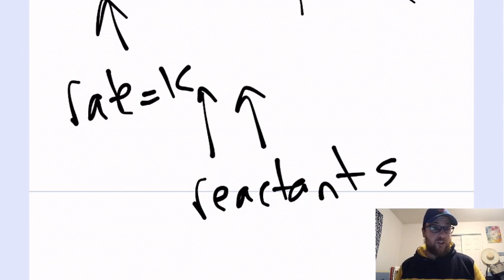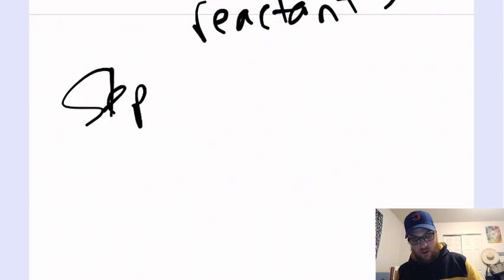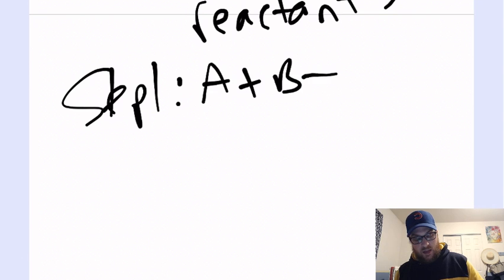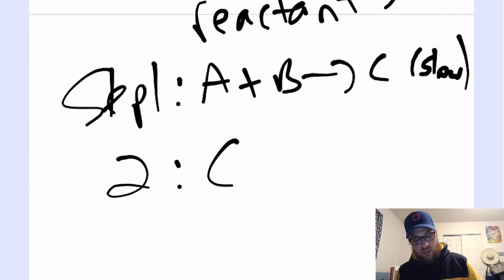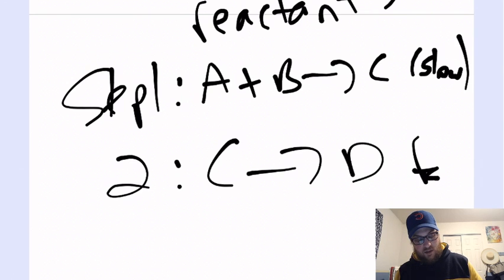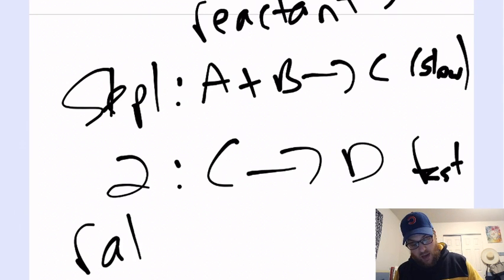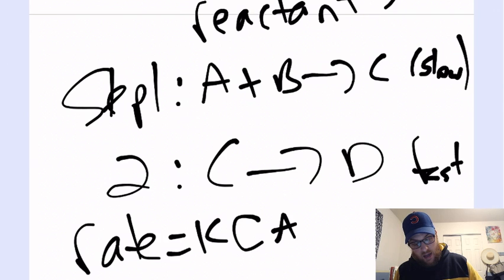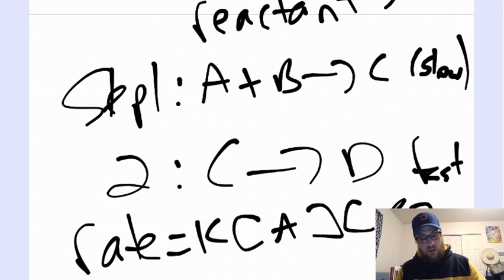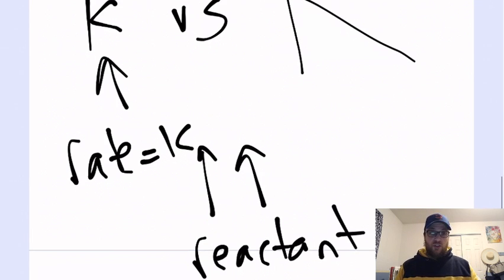But if you have elementary steps, like step 1 is A plus B makes C, and this is your slow step, and then step 2 is C makes D, and this was fast. Remember, if the slow step is the first step, then the first step is the rate determining step. The first step helps you determine your rate law directly. You would say rate equals k times A times B. So little k is your rate law constant.